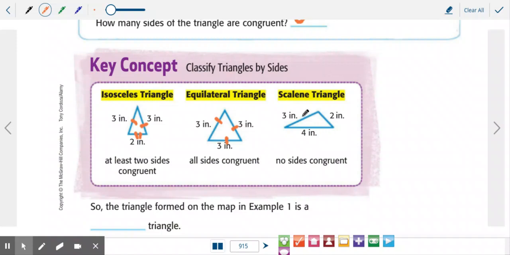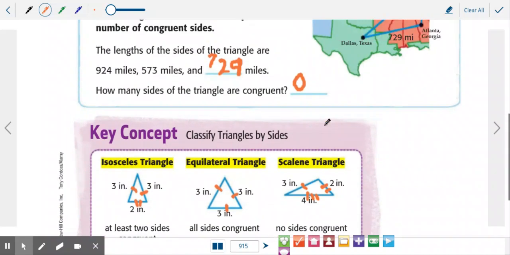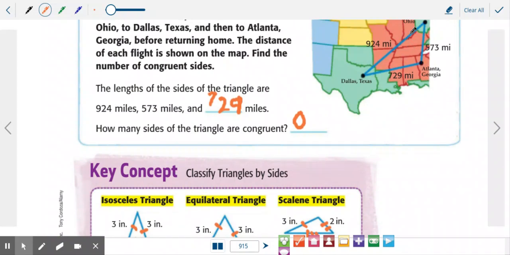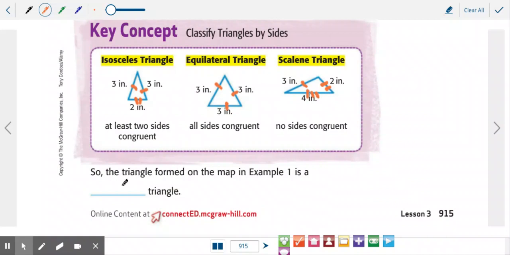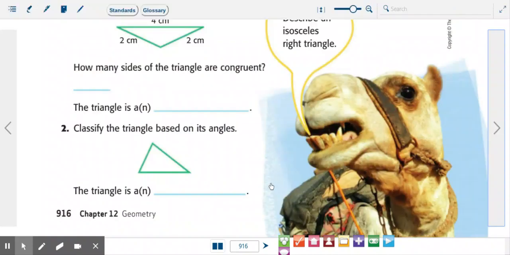So in this case, it's just like that one they just did with all those different places. You would get 3 different marks because there are 3 different sides. So going back up here, this is a scalene triangle because none of the sides match. Okay, so scalene. Let's check out this other page.